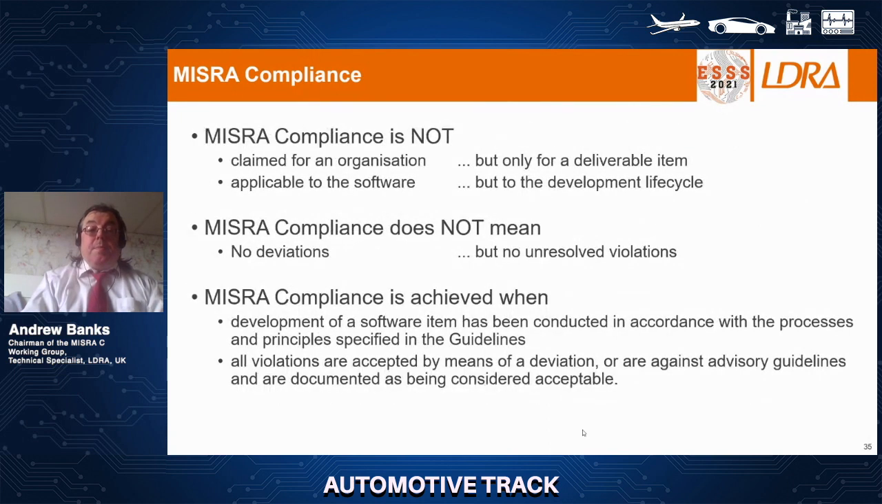A reminder, compliance is not for the organization, but for the deliverable. And it's not really applicable to the software, but to the development lifecycle. Compliance does not mean no deviations. You can have deviations. That's why we have the process. But it means no unresolved violations. So you've done something about the violations reported. And compliance is achieved when basically you've followed the rules.